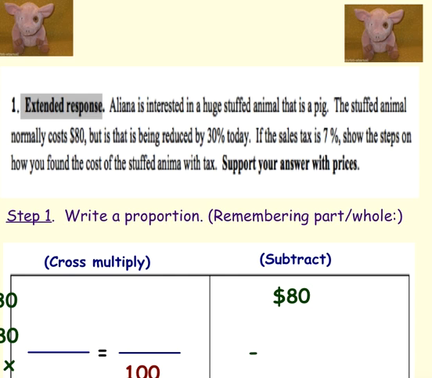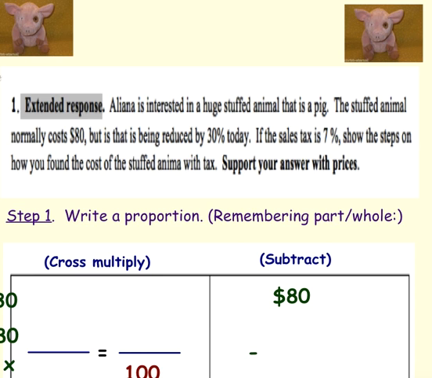My daughter definitely likes stuffed animals, and she came across this huge stuffed animal in the store. I don't know if I'm interested in buying it, but she wants to buy it for herself. Turns out that today they're running a special of 30% off, and in this county there is a 7% sales tax. So we're going to try to figure out what that price would be.